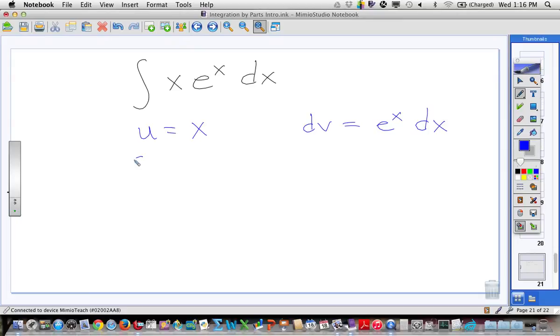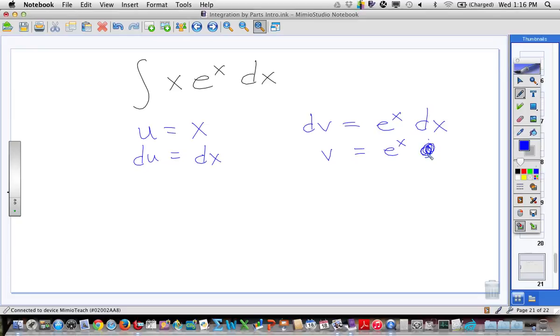Right under those, let's put their partners in. If u is x, what's du? 1 dx. I would just write dx. We don't need the 1 in this case. And then if you've got dv here, v is going to be the antiderivative. What's the antiderivative? That'd be e to the x. And we don't need the plus C because we're going to put that on at the end. So we'll just put e to the x. And the dx goes away because we did the antiderivative there.